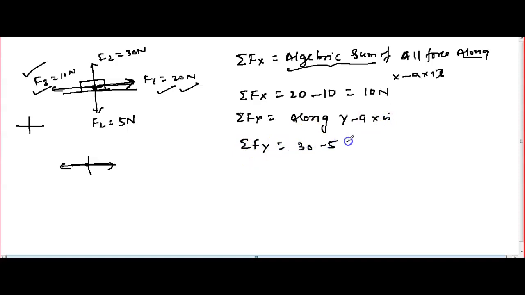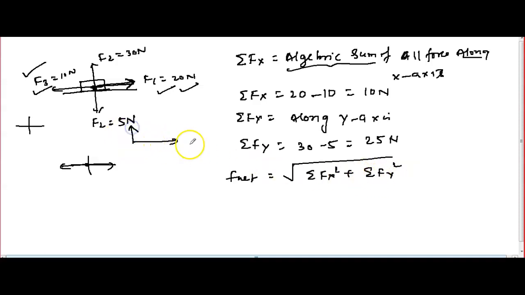30 minus 5, which is 25, right? So F net is equal to, you can write here the formula, the square root of summation of F of x whole square plus summation of F of y whole square. Because both we have found only along the x-axis and y-axis. So this is summation of F of x, which was 10, and this is summation of F of y, which was 25. So we can write here 10 square is 100 and 25 square is 625. You can find the values of this one.